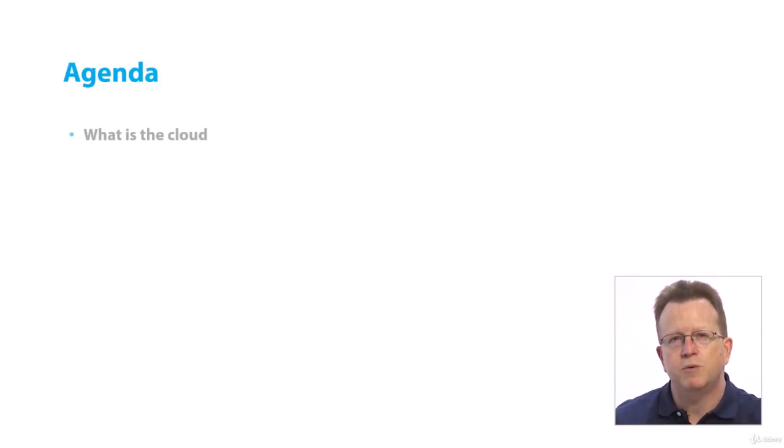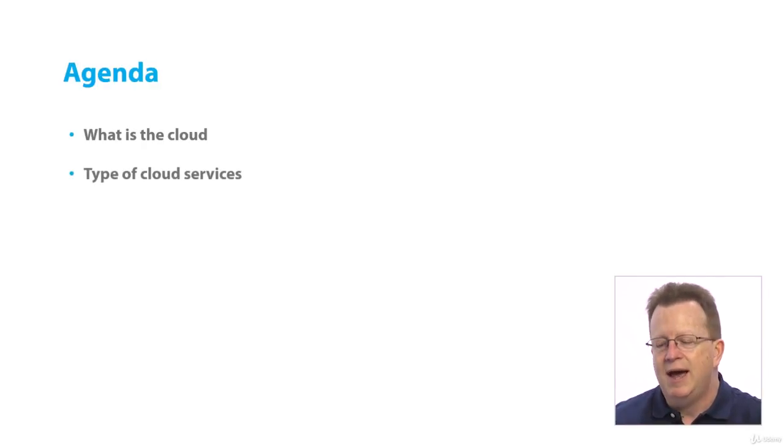In the Introduction to Azure course, we're going to cover a few topics, and the first thing we want to look at is what is the cloud, so we all get a basic understanding of what that cloud definition is. After that, we're going to dive into the different types of cloud services that are offered out there in terms of the different levels of control and management you might have with each level of service.